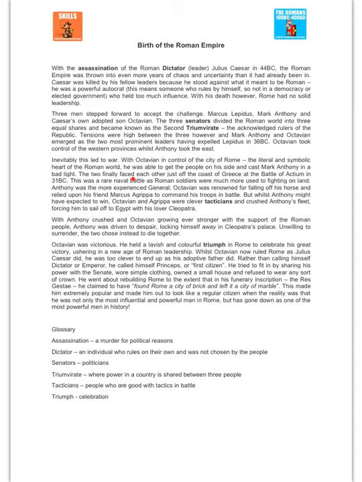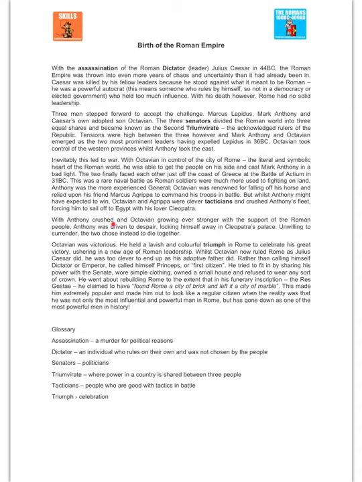The two finally faced each other just off the coast of Greece at the Battle of Actium in 31 BC. This was a rare naval battle, as Roman soldiers were much more used to fighting on land. Antony was the more experienced general. Octavian was renowned for falling off his horse and relied upon his friend Marcus Agrippa to command his troops in battle. But whilst Antony might have expected to win, Octavian and Agrippa were clever tacticians and crushed Antony's fleet, forcing him to sail off to Egypt with his lover Cleopatra.